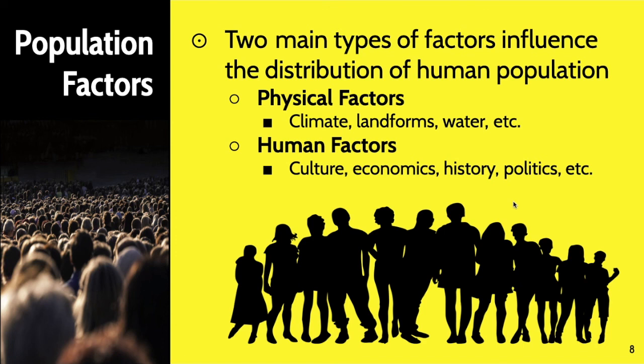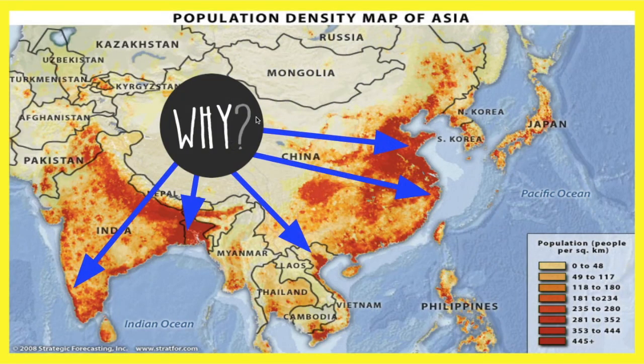Politics are always a factor as well. These are human factors compared to physical factors. So when you look at this map of Asia, in India and China, there are some very, very densely populated areas, and you have to start looking at why. And you can see the legend here.